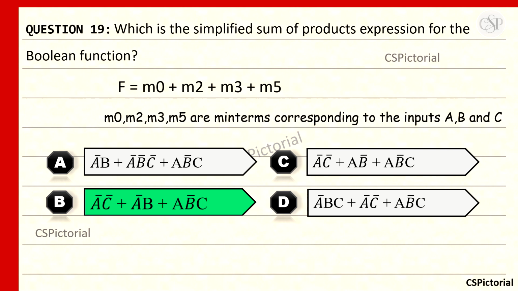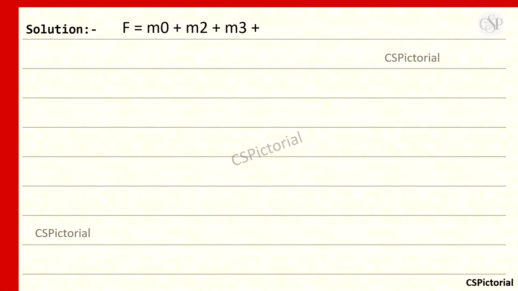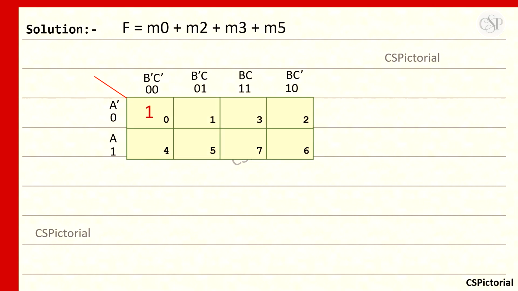The answer is option B, A bar C bar plus A bar B plus A B bar C. This problem could easily be solved using K-map simplification. Place ones in blocks of K-map respective to the minterms. Do not forget the order in which the K-map cells are to be filled.